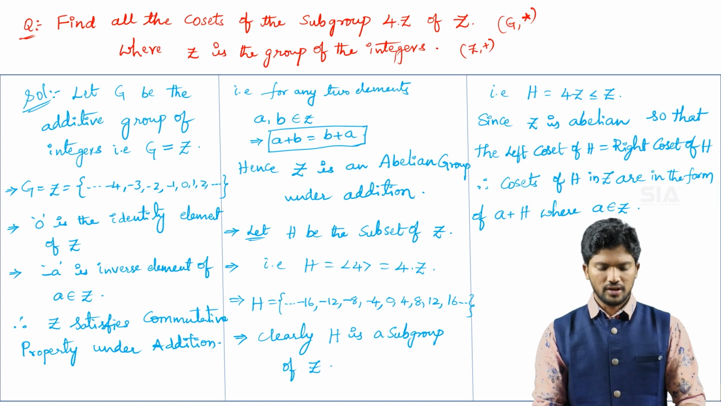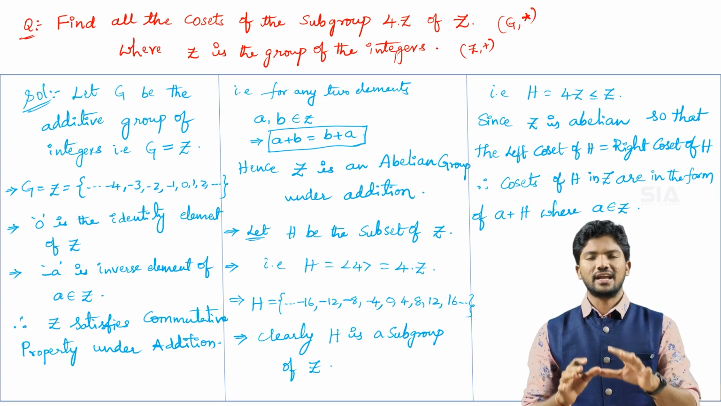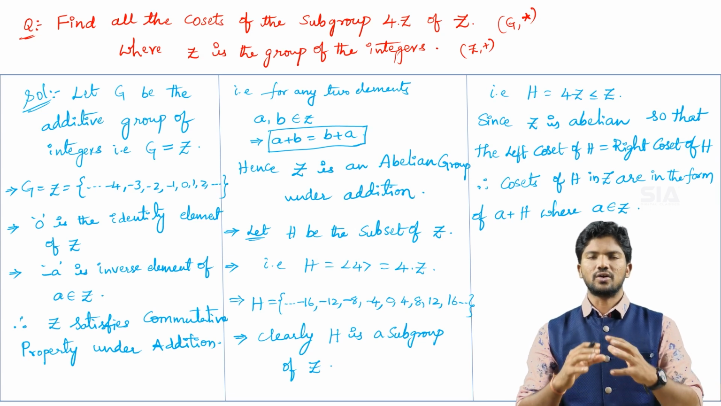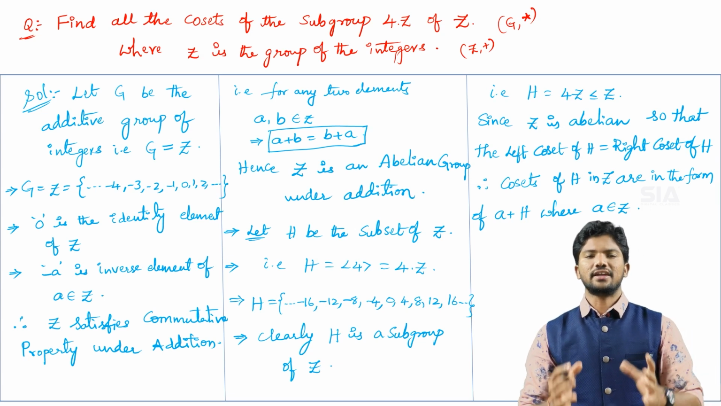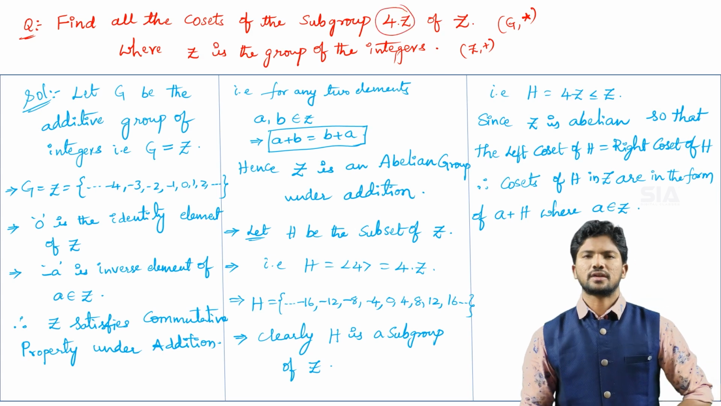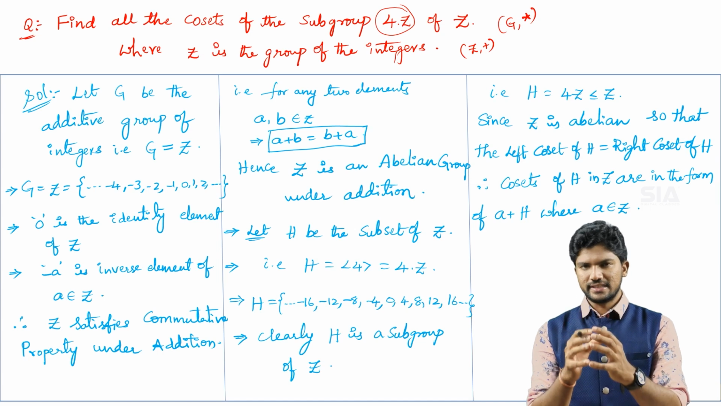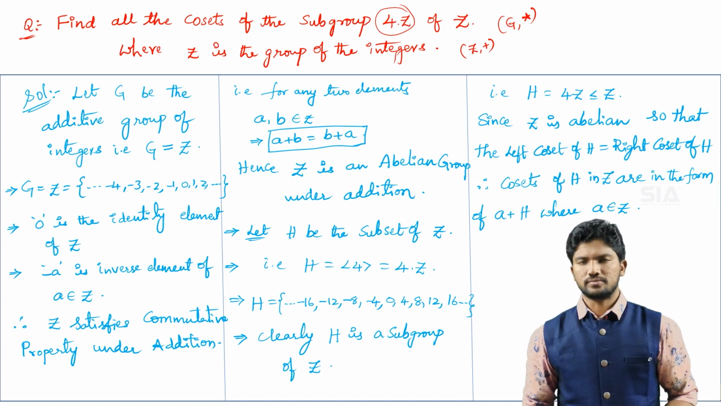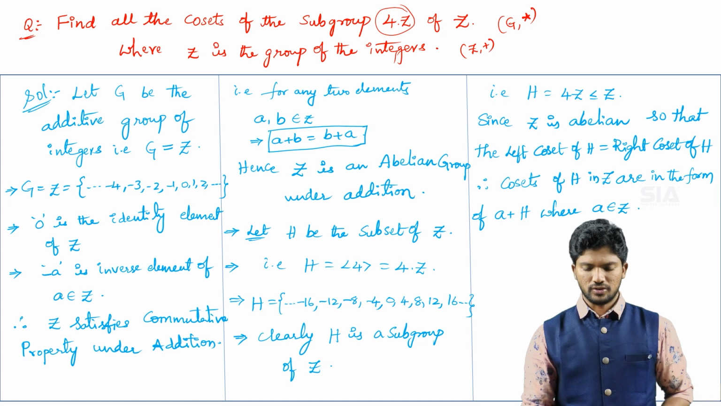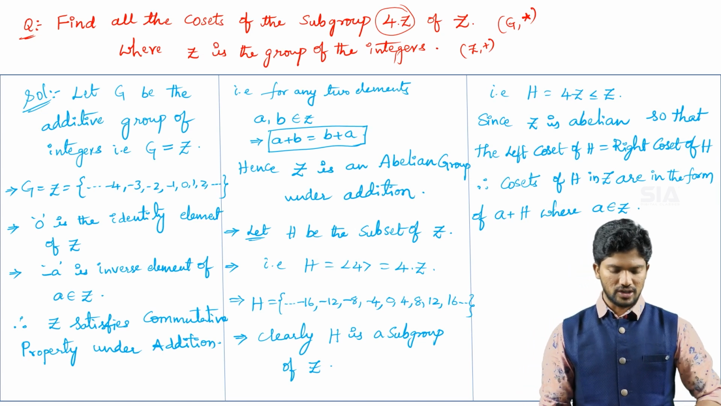Now we have to find out the cosets. He has not mentioned left coset or right coset, he is just asking for the cosets. That means we have to find out the left cosets and right cosets of the subgroup 4Z. 4Z means the set of integers generated by 4, and that group is called 4Z of capital Z.